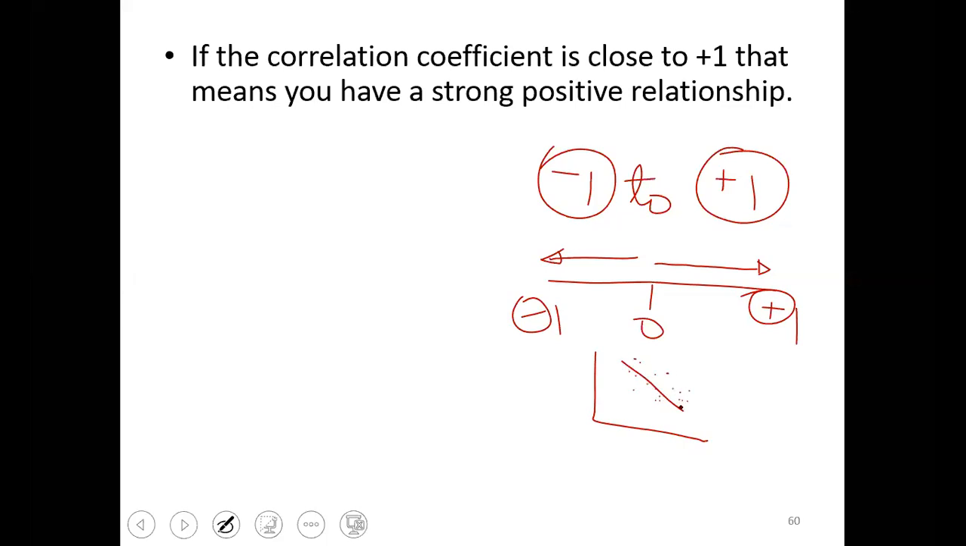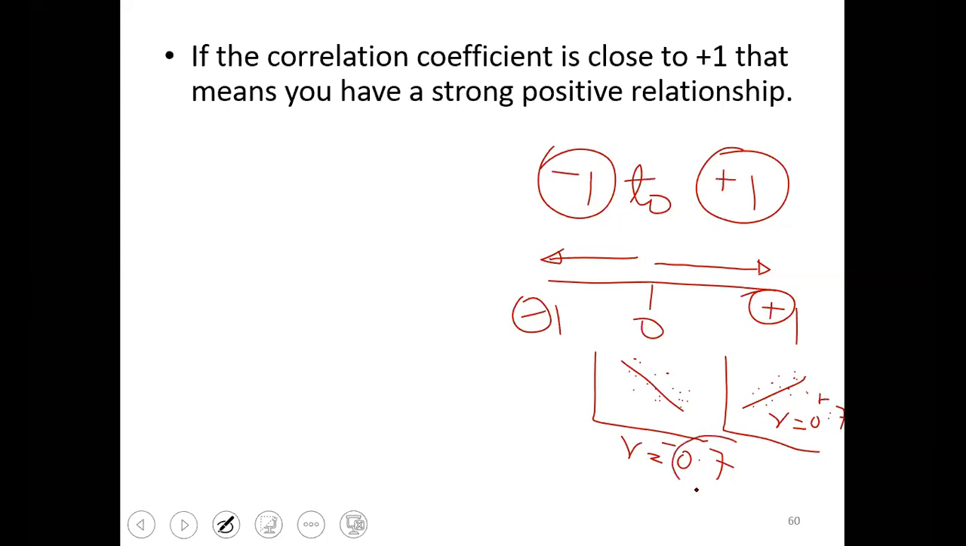This is one set of data. This is another set of data. As an example, here my R is 0.7. Here my R is 0.7. Here my R is, let's say, -0.7. So what can you say about this? This is a plus, that is plus, this is minus. What can you say about this?